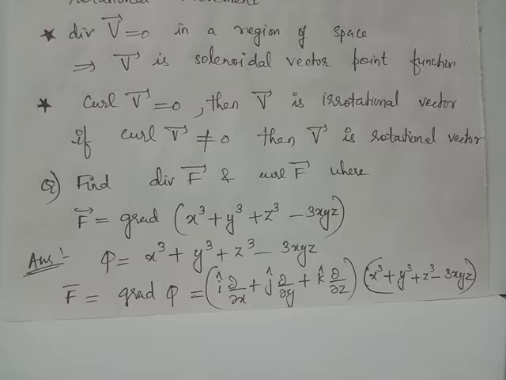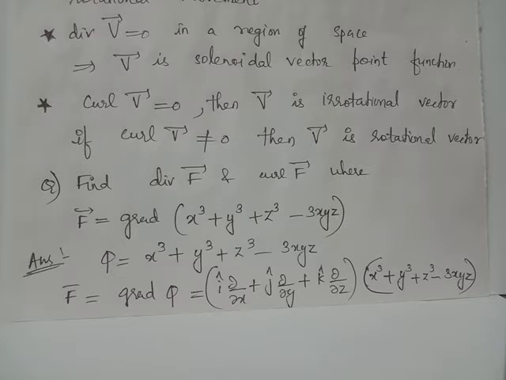Let us look at an example in which we will compute the divergence of a vector as well as the curl of the vector, where the vector f equals the gradient of x cube plus y cube plus z cube minus 3xyz. We have the scalar function phi equals x cube plus y cube plus z cube minus 3xyz, whose gradient we will find in order to evaluate f bar, which is the vector function.